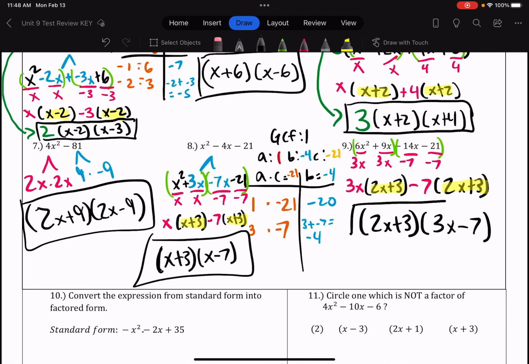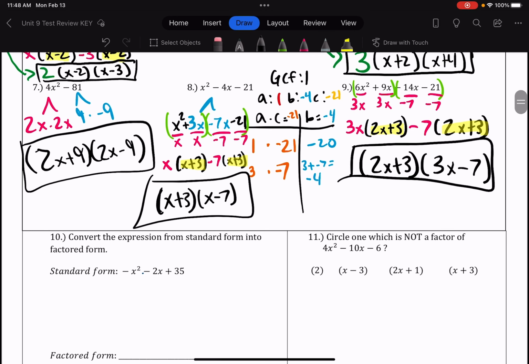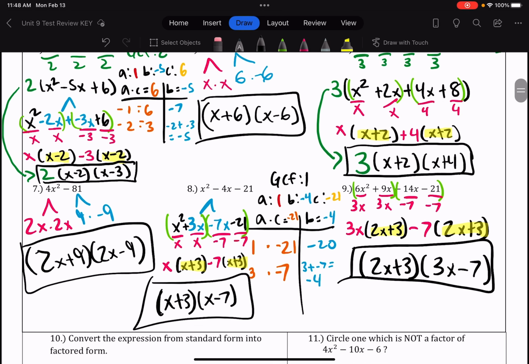All right, guys, that's my first two sets of factoring. We're going to look at some multiple choice questions here in just a second after we do some factoring again. But we're going to pause and go transition to the next video.